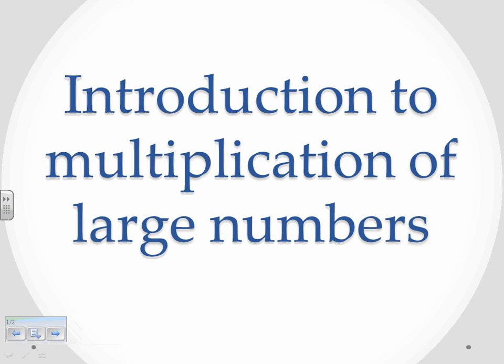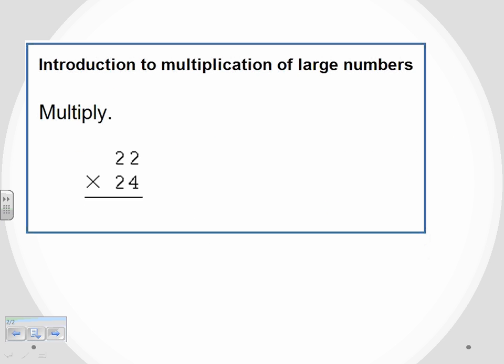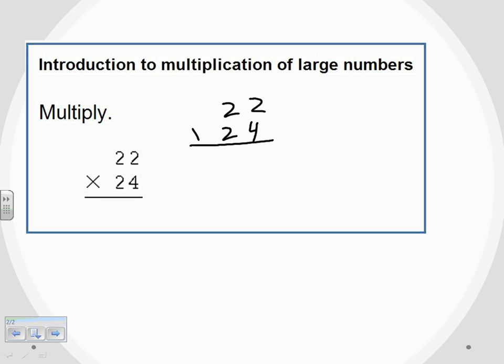Okay, here we're taking a look at an introduction to multiplication of large numbers. So we're going to be multiplying large numbers. How large? Not terribly large. In this case, we have 22 times 24. So I'm going to write those two over here, 22, 24. I like the way they're lined up on the right-hand side.